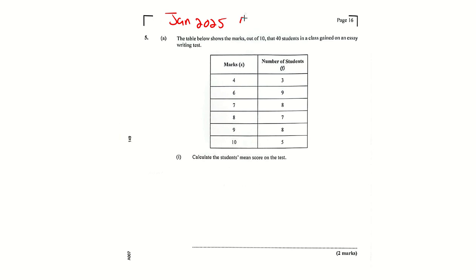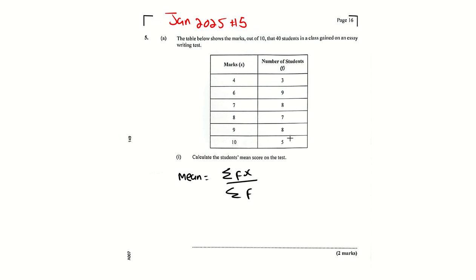January 2025 number 5, paper 2, which is a statistics question. The table below shows the mark out of 10 that 40 students in the class gained on an essay writing test. Calculate the mean score on the test. Now to calculate the mean, let's put this in a block. Mean is equal to the summation of fx over the summation of f.